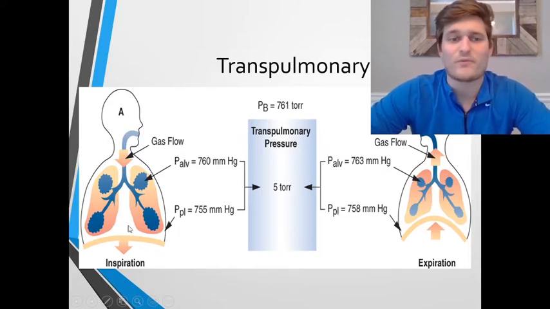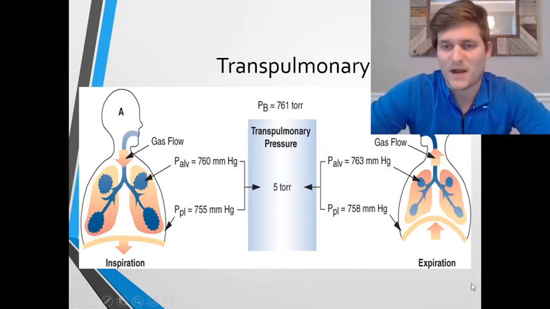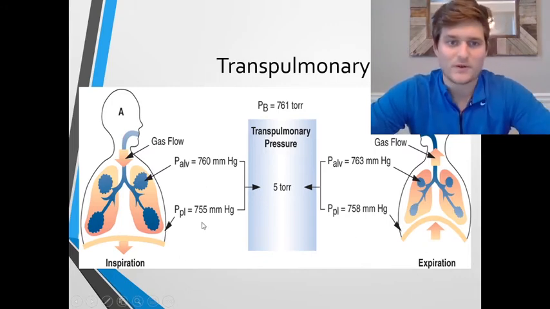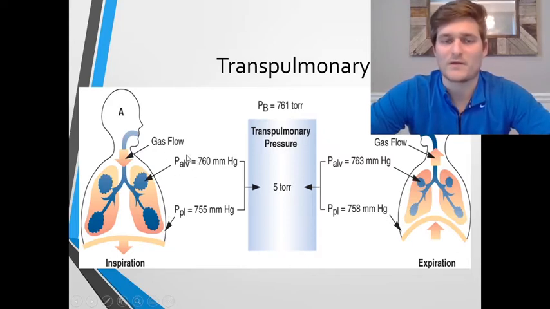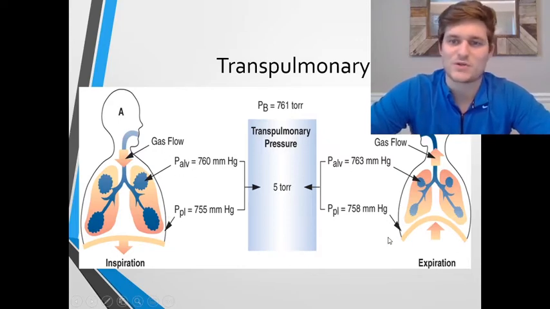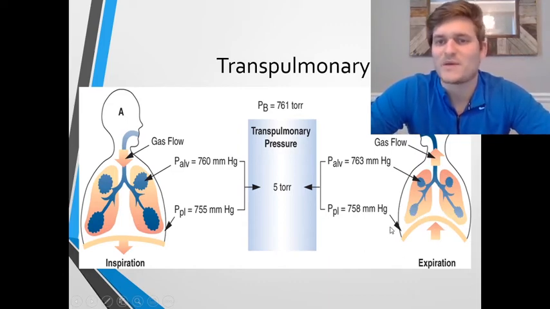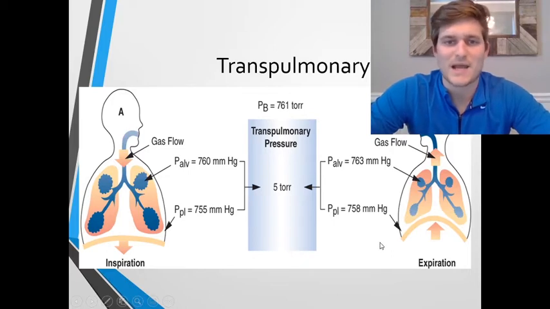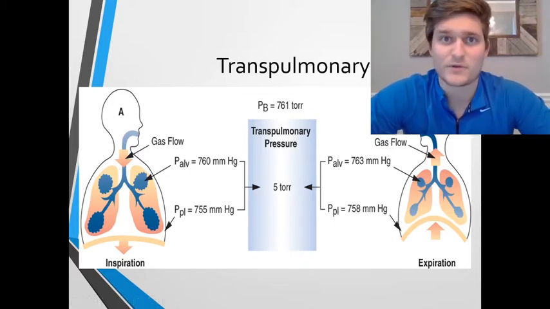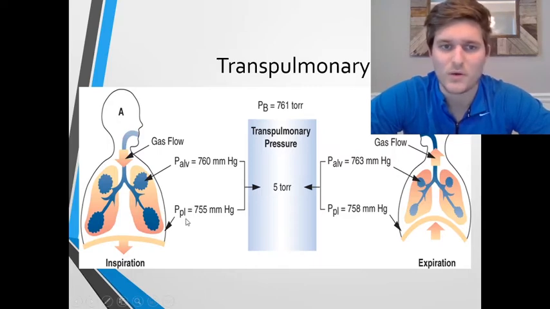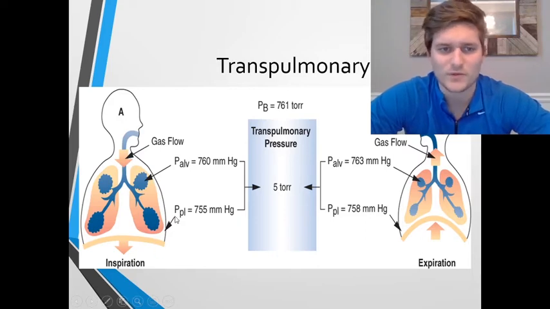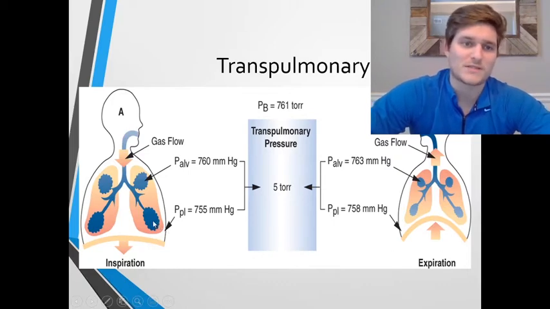And again, no matter if we're inspiring or we're expiring, inhaling or exhaling, what we're going to see is that pleural pressure is always going to be lower than the alveoli. And again, this just prevents lung collapse, and it always will keep a certain amount of air inside of our lungs. When the diaphragm contracts, it's going to lead to lower intrapleural pressures because of the increase in volume of the thoracic cavity, and that gets translated across the lung wall.